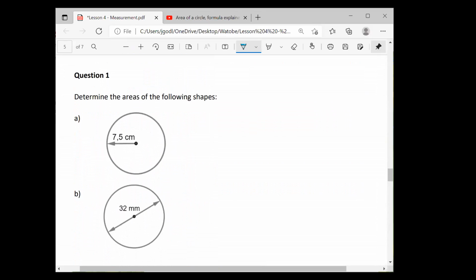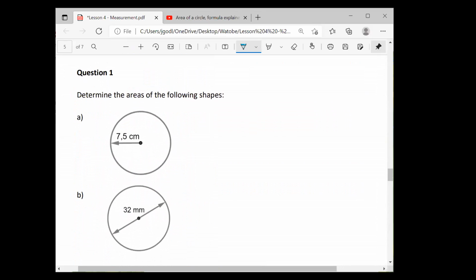And I'm going to give you these 2 questions. Nice, easy questions. They're not hard. They're not mean. All I want you to do is find me the area of these 2 circles. That's it. No trick.